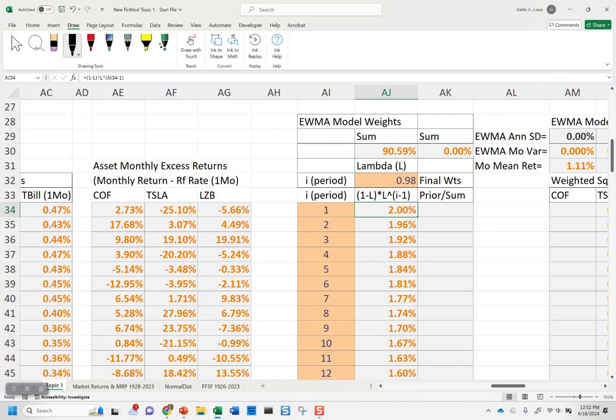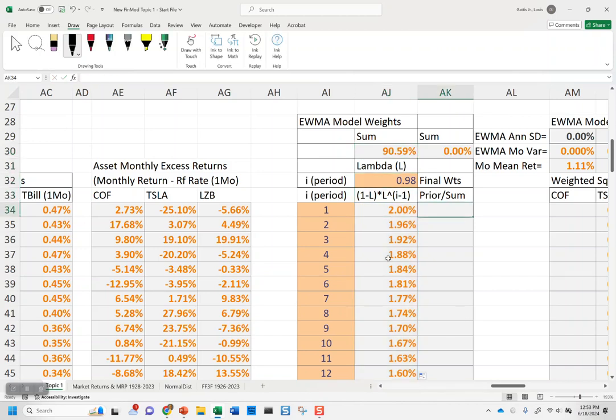All right, here's the problem with these weights. If I just did the 1 minus lambda times lambda to the i minus 1, notice I double-click just to copy the series to the bottom. That always works if there's a column to the left that's already filled in. All right, so I have this. Notice when I sum the weights up, they only add up to 90%. That's bad. I need my weights to add up to 100%. One good characteristic of a set of weights is they sum up to 100%.